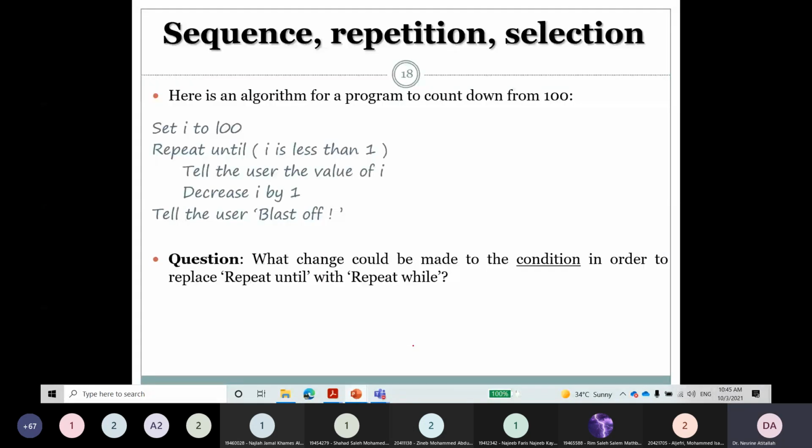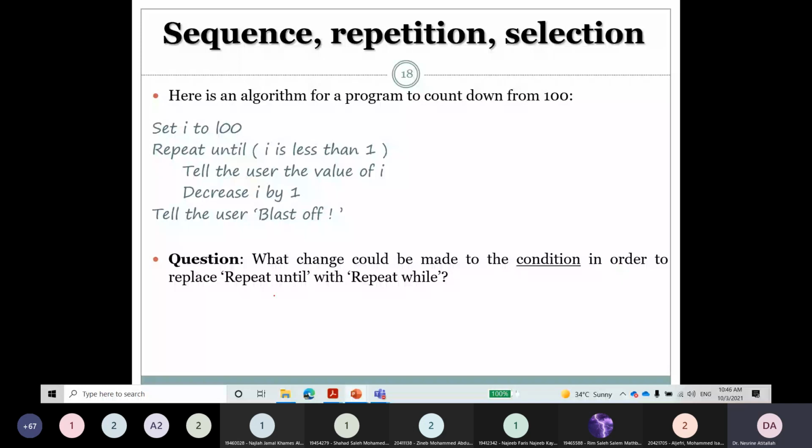Okay. So look now. Here you have an algorithm for a program to count down from 100. In the first, we use repeat until, so we will repeat until I reaches 1. I will begin at 100 and decrease I by 1 until I equals 1. So what changes could be made to the condition in order to replace repeat until with repeat while?